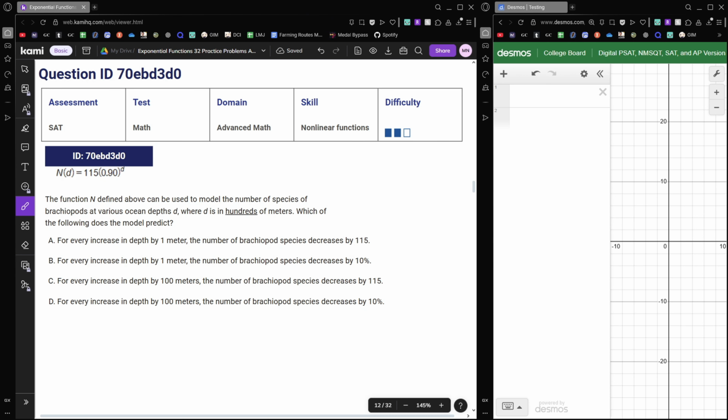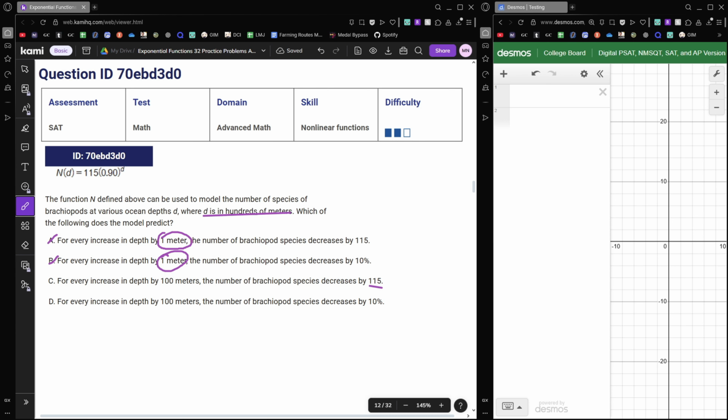Question number 12. The function n defined above can be used to model the number of species of brachiopods at various ocean depths, d, where d is in hundreds of meters. Which of the following does the model predict? So here we know that d is in hundreds of meters, so we can instantly get rid of A and B where they only say 1 meter. Now let's look at C. For every increase in depth by 100 meters, the number of brachiopod species decreases by 115.